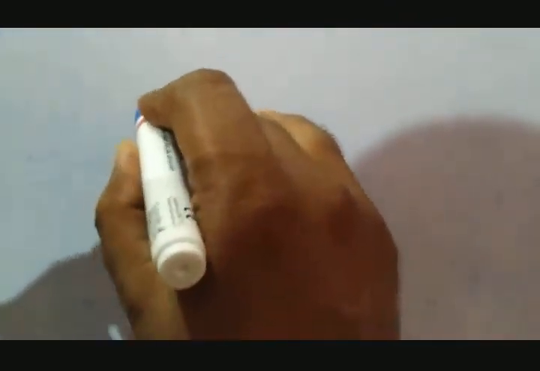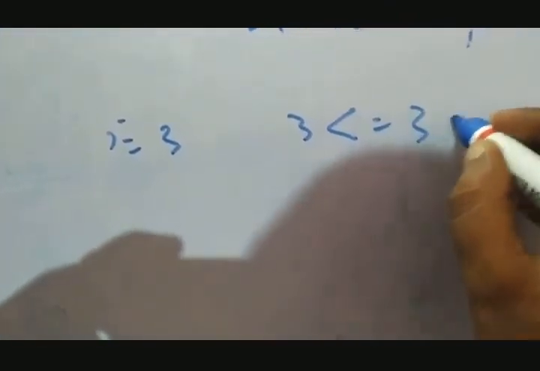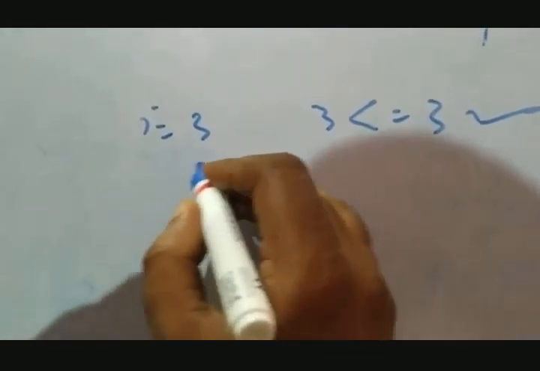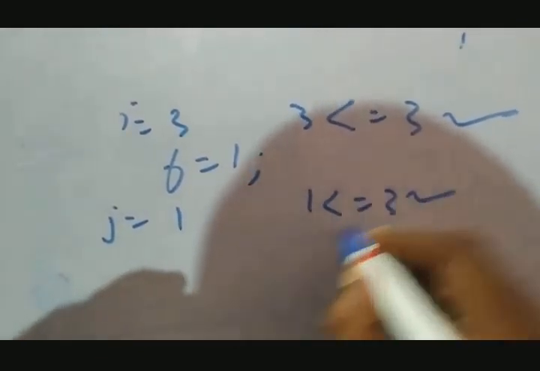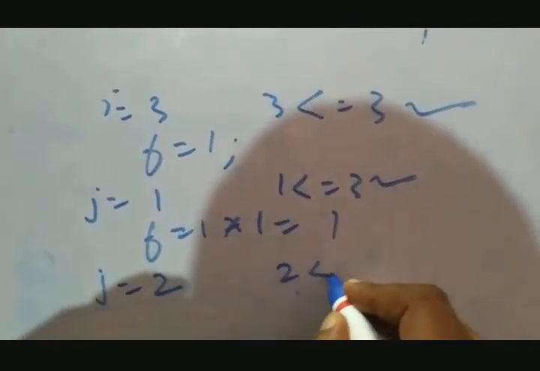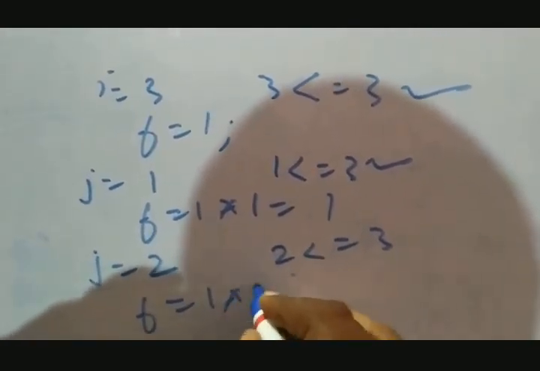Alright. So now let's move on to the next step. What does the next step say? So here I value changes to 3. 3 is less than or equal to 3, true. Alright. So f value becomes 1. J equals 1. 1 is less than or equal to 3, true. F equals 1 into 1. It's 1. Then J value changes to 2. 2 is less than or equal to 3. F equals 1 into 2, 2. Then J value changes to 3. 3 is less than or equal to 3, true. F equals 2 into 3. It becomes 6. Then J value changes to 4. 4 is less than or equal to 3, false.